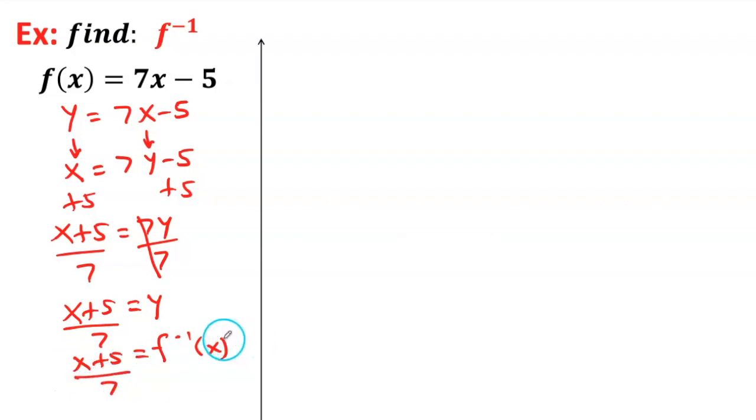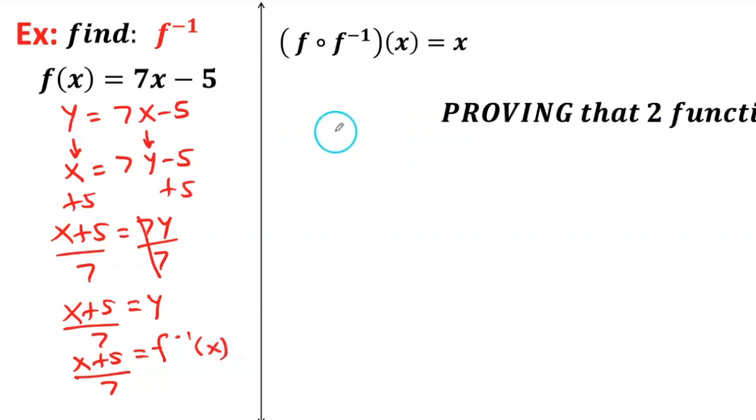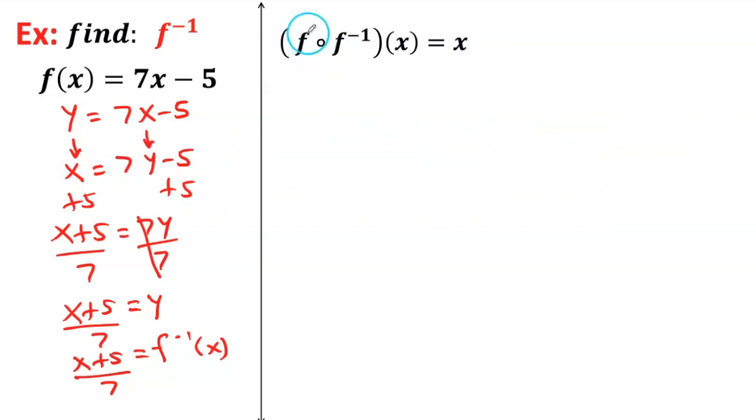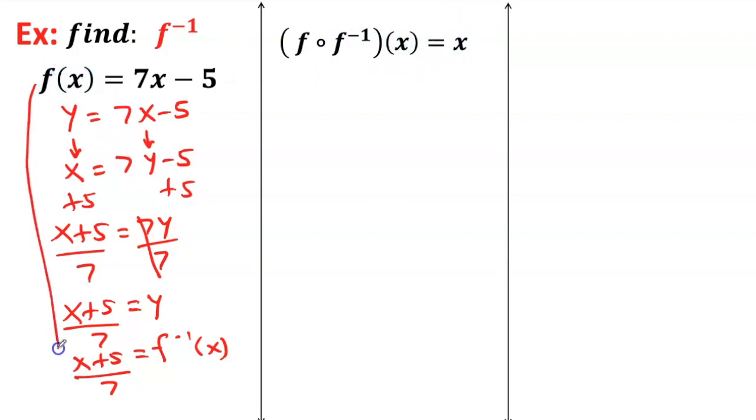Okay? Now, let's do something. We need to double check if these two functions are inverse to each other. So, proving that two functions are inverse functions. If I have my function and my inverse, obviously, if I did the process right, this is going to work out. So, if I do composite functions between my function and the inverse, I should get x. If I get x, that means this function and the inverse that I found are inverse to each other. If I don't get x, then they're not inverse to each other. So, let's start.